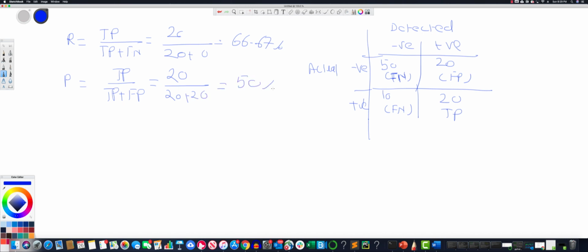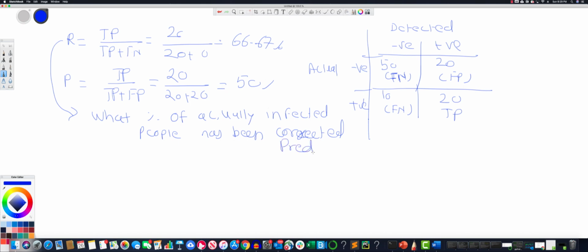So again, recall and precision cause a lot of confusion, so let me repeat it again. Recall indicates what percentage of actually infected people has been correctly predicted. Okay, that is what recall indicates.